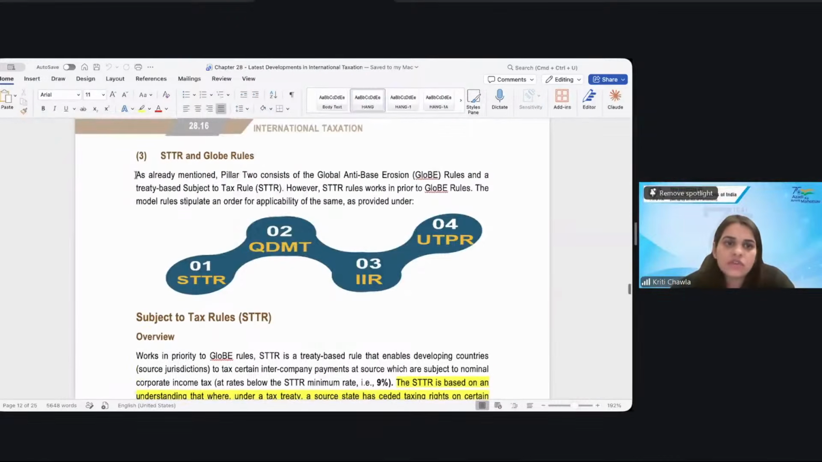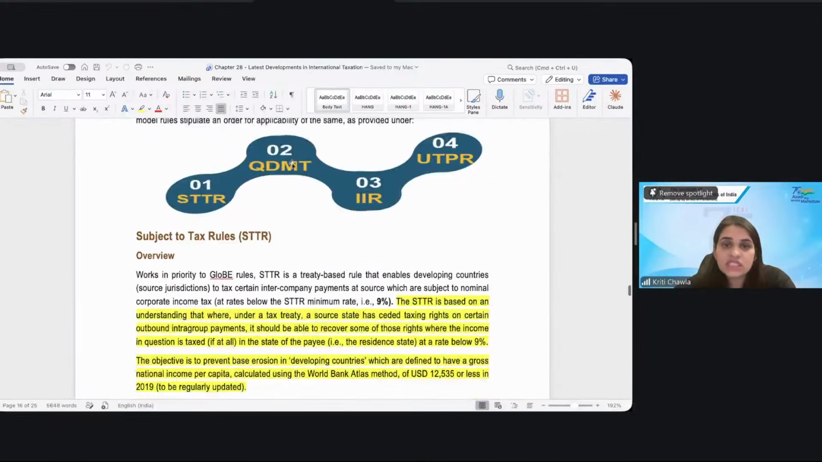This is something that we've already discussed, that pillar two consists of GloBE rules and STTR, and STTR works prior to the GloBE rules. The model rules stipulate an order of applicability. The subject to tax rule, and then we'll talk about QDMT, IIR, and then there's something called UTPR.